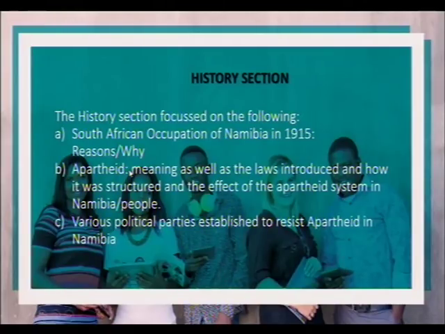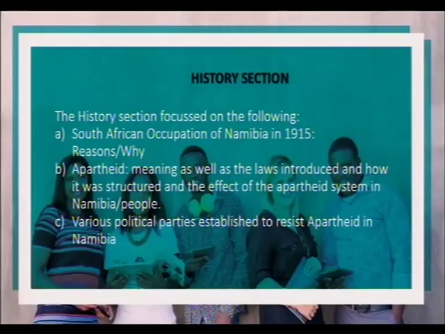There's also the section on the apartheid system. What is the meaning of the word apartheid itself? You know that the word apartheid has a meaning, and the system was supported by the introduction of different laws. And you have to know what those different laws were that were introduced during the apartheid era and the system. How was it structured? How were the lives of the Namibians, for example, affected by this apartheid system, especially the people in the country?